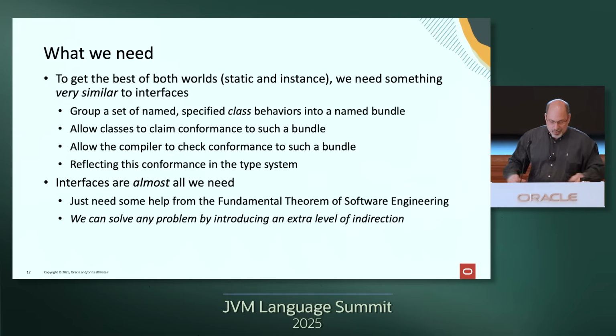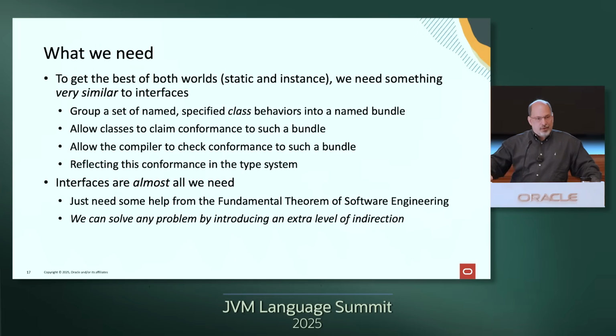So what I claim, without evidence, is that to get the best of both of these worlds, we need something that is similar but not exactly the same thing as interfaces, where we want to do all the things interfaces do. Take a set of named behaviors and group them into a named bundle that you can claim this type, or this group of types, conforms to, and allows the compiler to type check that, but have these behaviors be behaviors about types, not about instances of types. And so interfaces are almost what we need, and if we apply the fundamental theorem of software engineering, which is any problem is solvable with one more level of indirection, we actually have what we need.